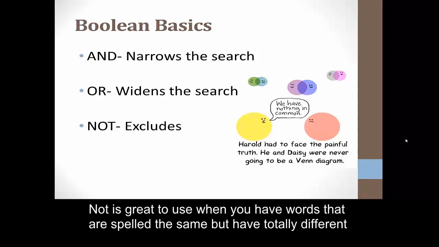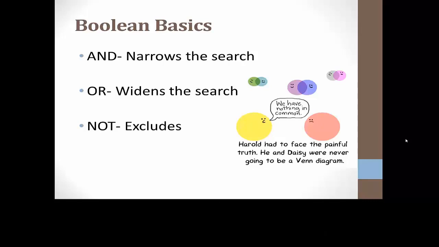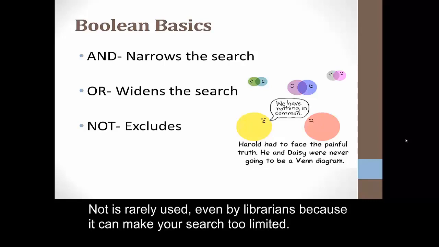Not is great to use when you have words that are spelled the same but have totally different meanings. Like you could do bat, not, baseball if you're searching for the nocturnal flying creatures versus the bat related to sports. Not is rarely used, even by librarians, because it can make your search too limited.